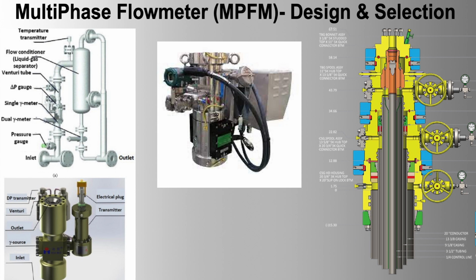Data-driven decisions. Accurate, real-time data supports better production planning and scheduling. Resource allocation. Enables efficient allocation of resources such as chemicals, power, and maintenance personnel based on actual field conditions.